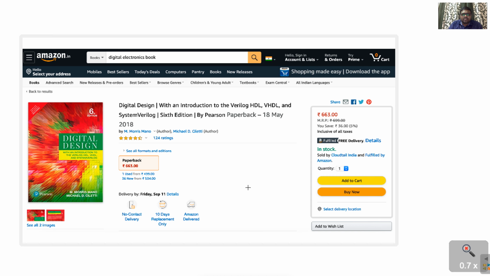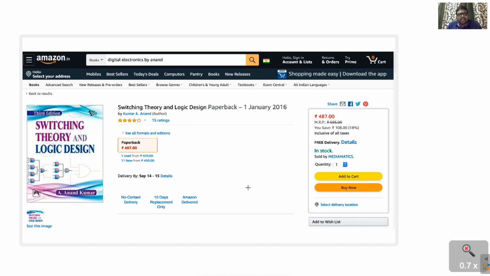And the next one is Switching Theory and Logic Design. This is for simple explanation. If you want a simple explanation, you have to go through this book, Switching Theory and Logic Design by A. Anand Kumar, right? And next one.